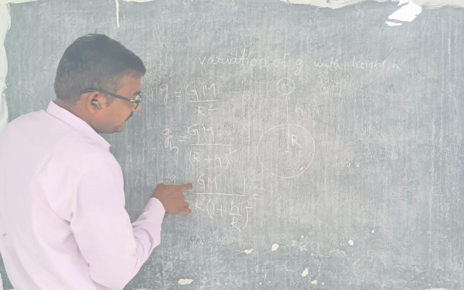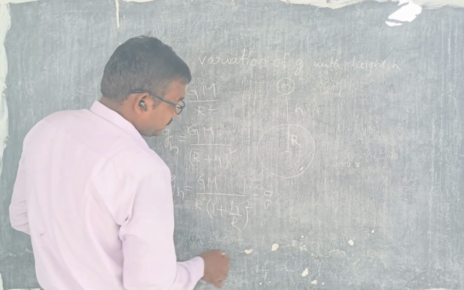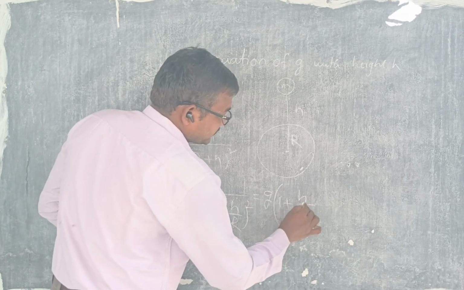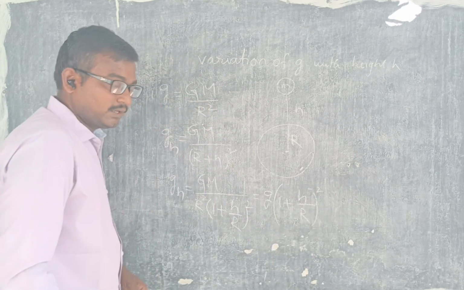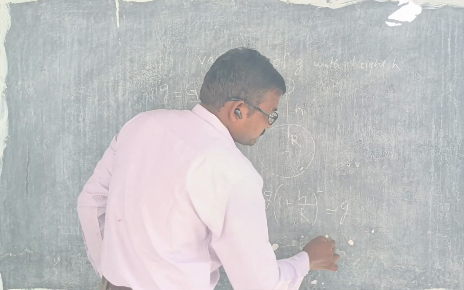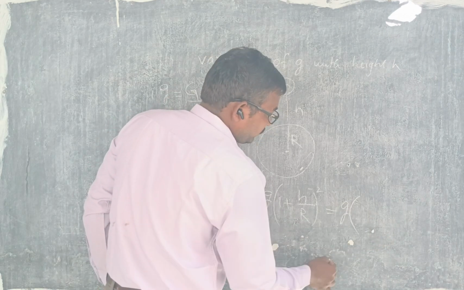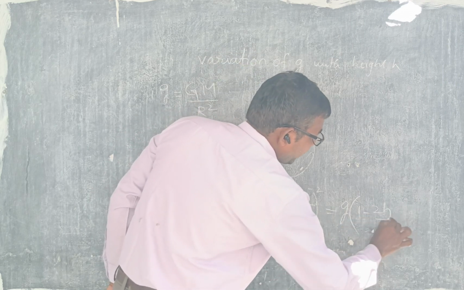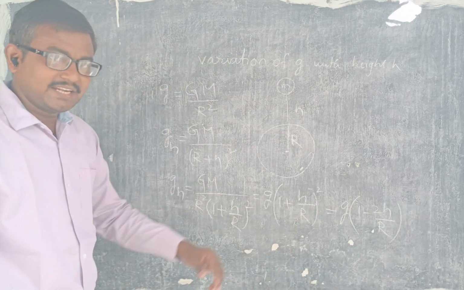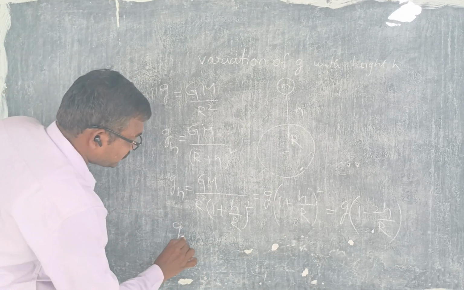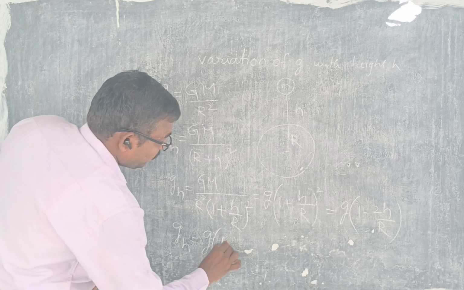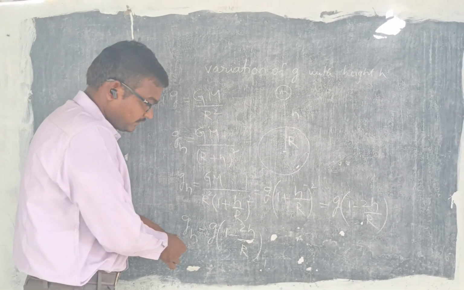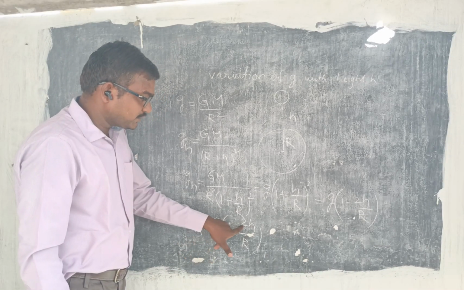Capital G, capital M by r square means g. So we move upside. (1 plus h by r) power minus 2. So we can write like this: small g into, here using the binomial theorem, 1 minus 2h by r. So this is the relation. So gh is equal to g into 1 minus 2h by r.